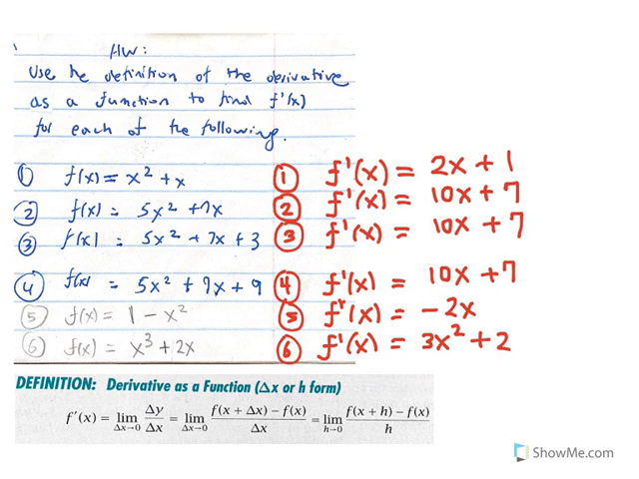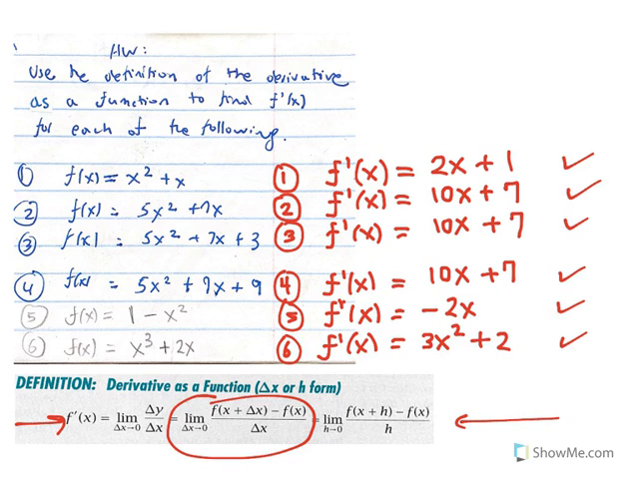This is the homework from last night, and these are the correct answers for the 6 problems where you had to use the definition of the derivative as a function to find f prime of x for each of the following. For each of these problems, you found this limit, and after finding the limit, you ended up with these answers for the derivative. So what we'd like to do now is see if we can use this definition to come up with a formula for finding the derivative for a power function.